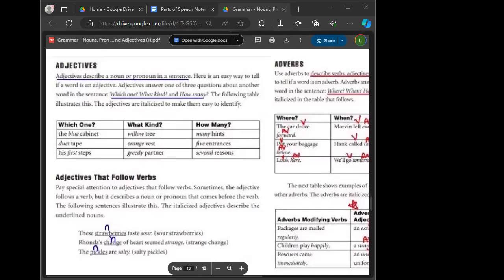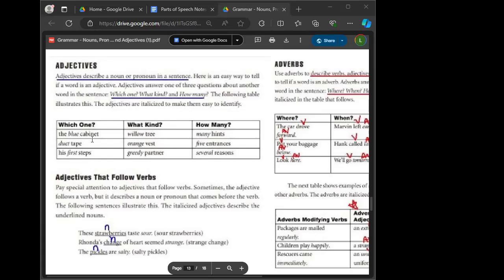Take a look at adjectives. So adjectives are supposed to describe nouns and pronouns in a sentence, and they also always answer the questions of which one, what kind, or how many.